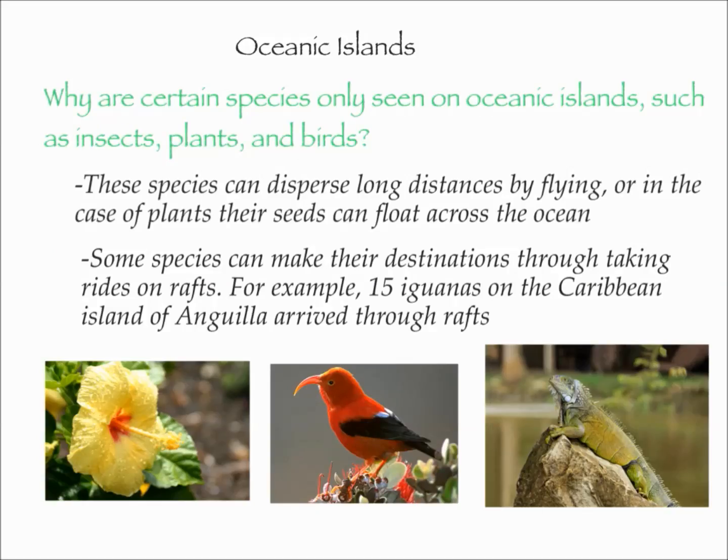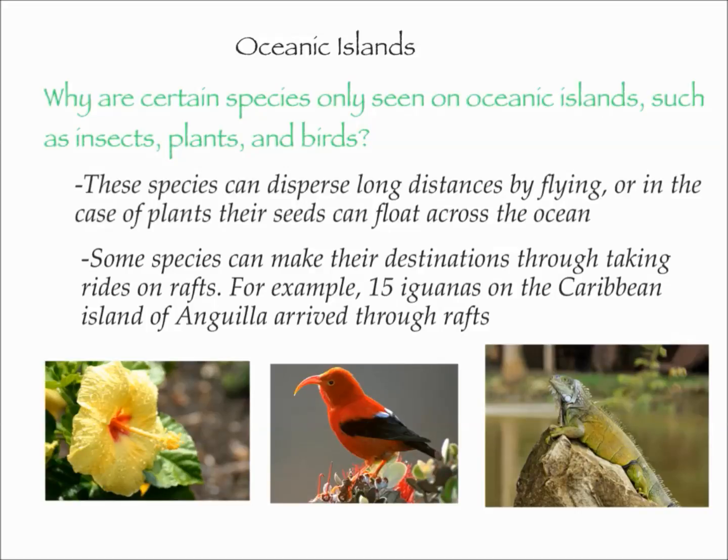Some may also ask, why are certain species only seen on these islands, such as insects, plants, and birds? The reason is that insects, plants, and birds can disperse long distances. Birds and insects can fly these long distances, while plants get there as seeds floating across the ocean, or if they are stuck on birds who fly there.